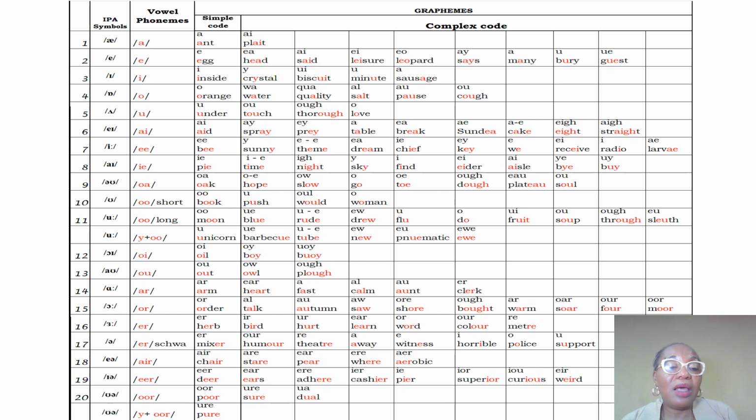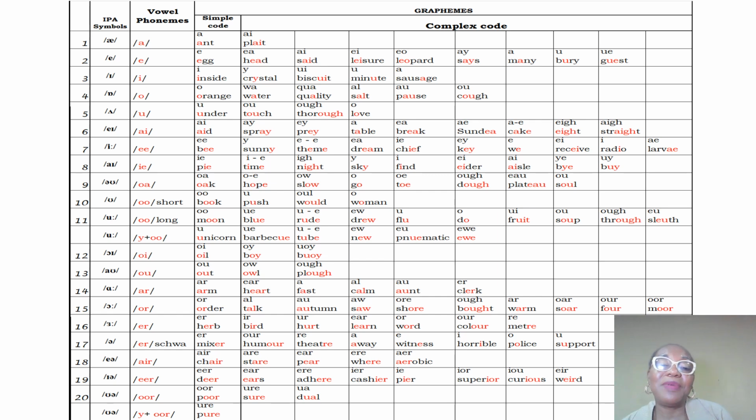If you look at number 9, the sound there is O, represented by OA, OE, OW, single O, OE, and then "dough" for when you're baking bread, DOUGH, and then "plateau", which is not pronounced the way we normally say it here in Nigeria. It is "plateau", and then you have "soul" there. We also looked at one with "leopard". We had that one in class.